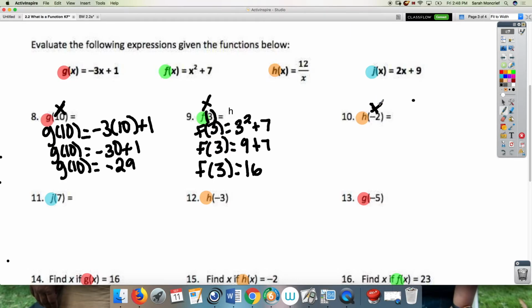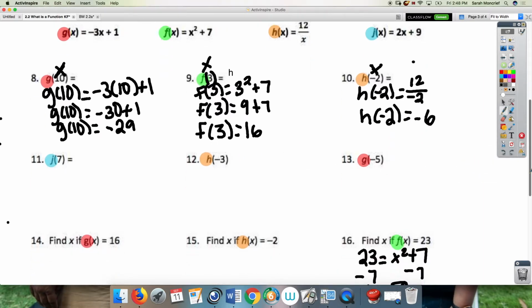Anywhere we see x in h of x is equal to 12 over x, we are going to plug in negative 2. So we have h of negative 2 is equal to 12 over negative 2. Can we simplify 12 over negative 2? What is 12 divided by negative 2? Negative 6. So h of negative 2 is equal to negative 6.